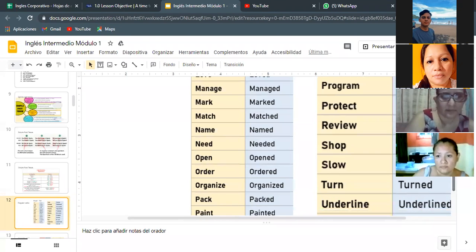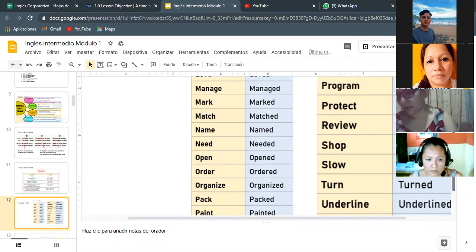Manage, what is manage? Business administrator, teacher? Yeah, it is to handle things, to administrate things, things like that. So with managed, Carol Rivera, could you please tell me an example with managed? I managed a building. Yes. Good, I managed the building, good.